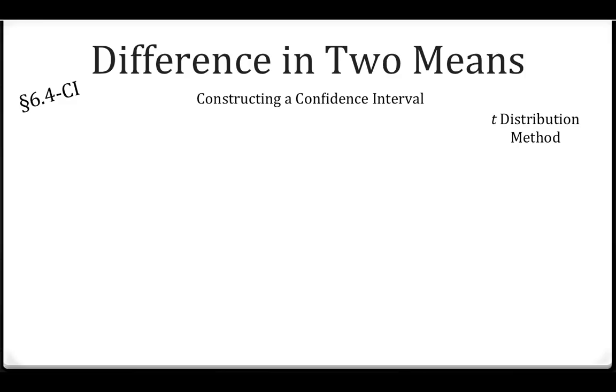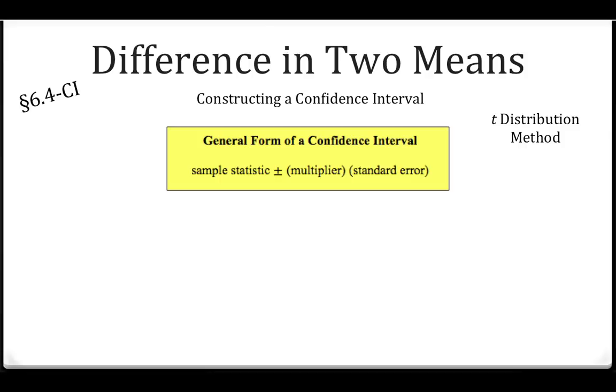We're going to be constructing confidence intervals for the difference in two means using the t distribution method. Here's our general form of a confidence interval that you've seen several times before. Now, our sample statistic is the difference in the two sample means, X bar 1 minus X bar 2. Our multiplier is going to be a t multiplier.